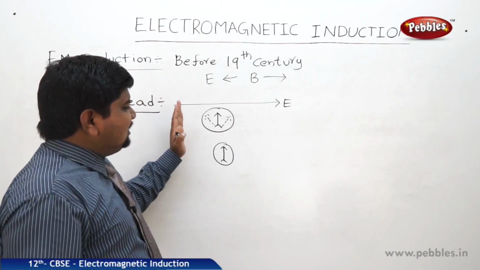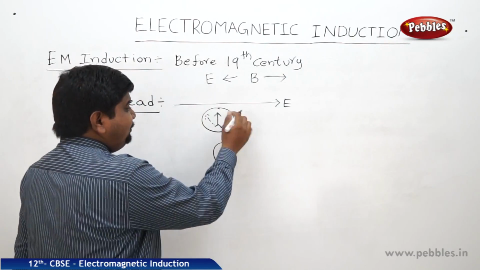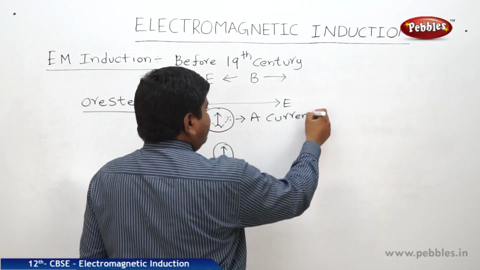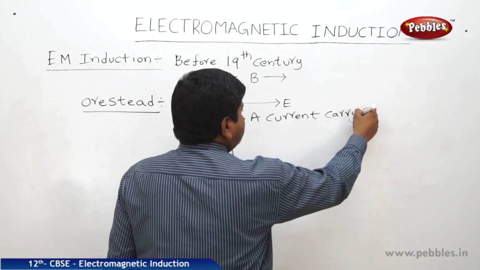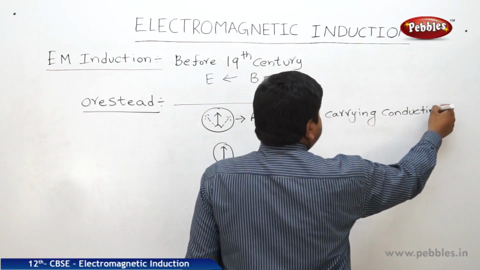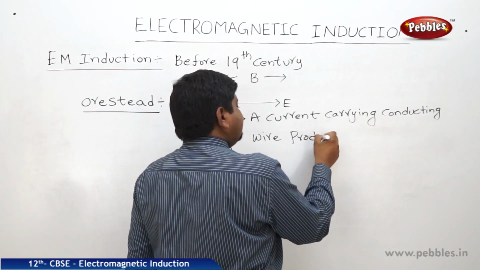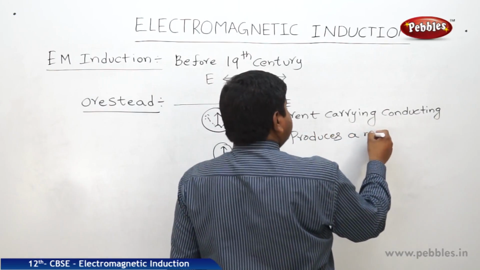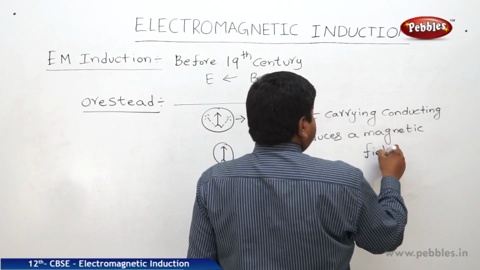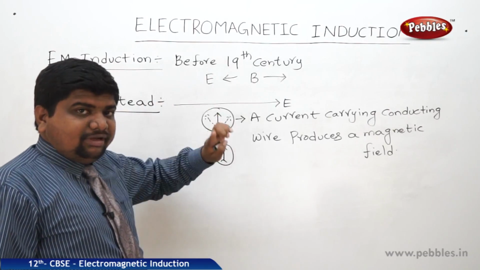So what is his observation? He concluded that a current carrying conducting wire produces a magnetic field. Because of that only, the magnetic compass needle is vibrating or oscillating.